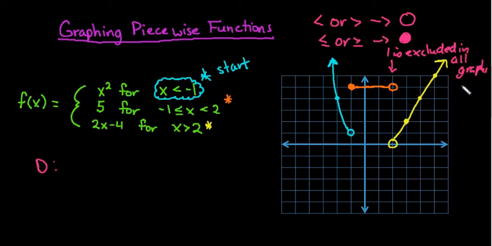So that means that all values of x, so if I put it in set notation, I could say all values of x, except for x equal 1. So this would be all real numbers except x equals 1.